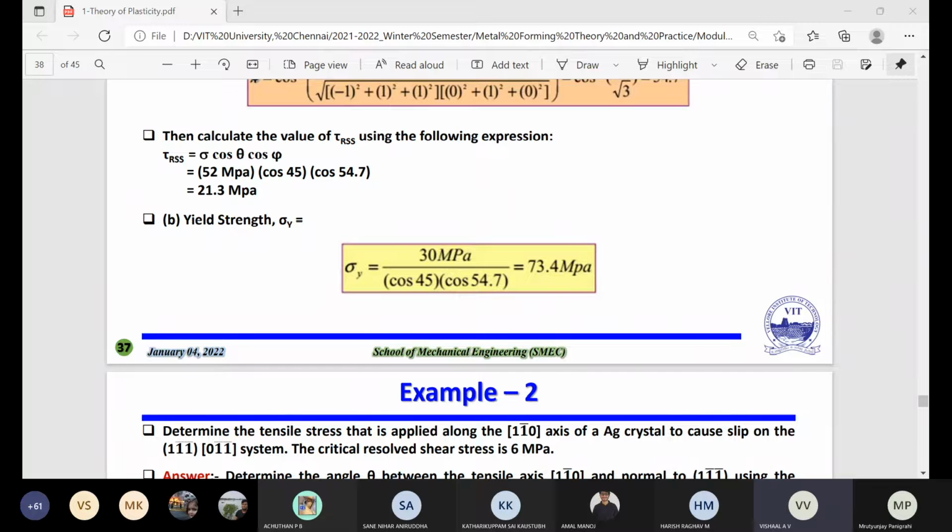Yes, sir. So you can calculate how much is theta, or maybe cos theta, anything is okay. You can find cos theta, then cos phi, and then you have to find out the tensile stress sigma. Okay.